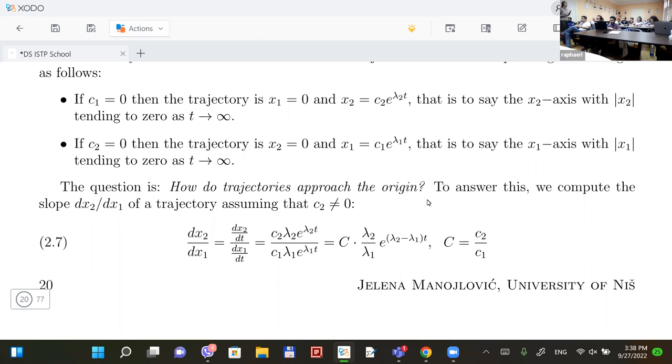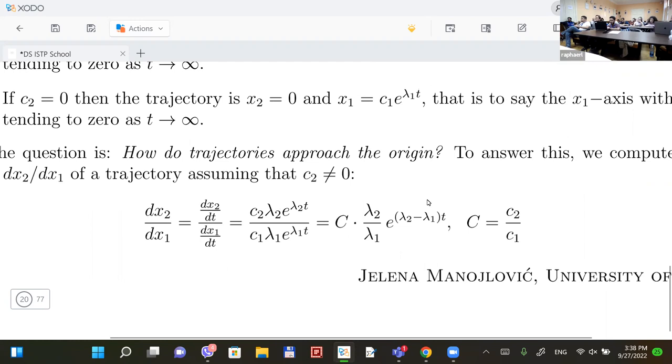So it's x1 of t, x2 of t. So we have the parametric equations of the trajectory. In order to see exactly how the trajectory approaches the origin as time increases, we compute the slope, the tangent to the curve at an arbitrary point of the phase plane.